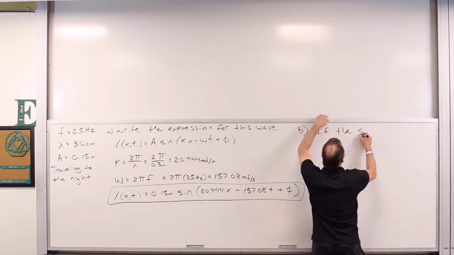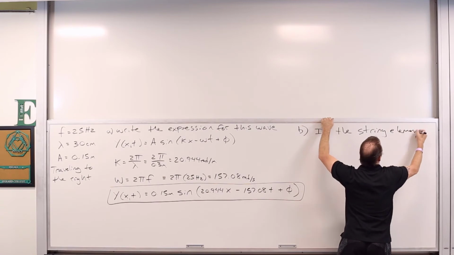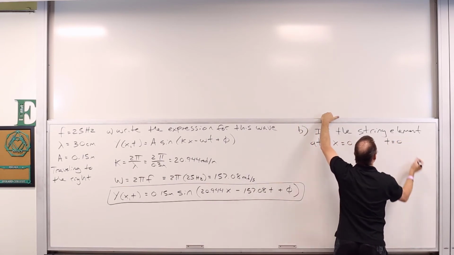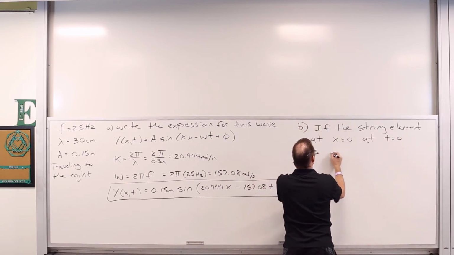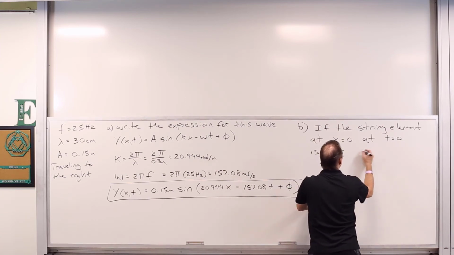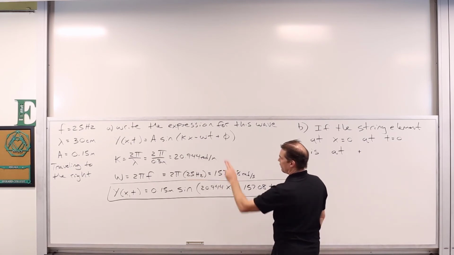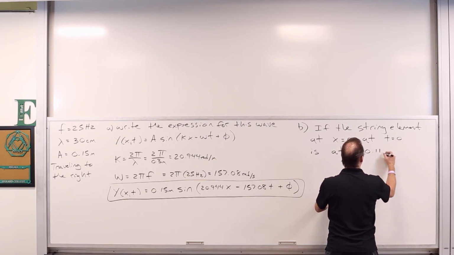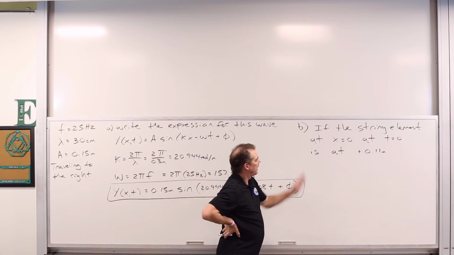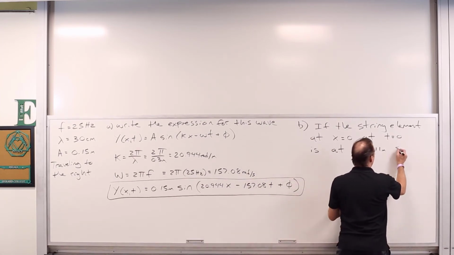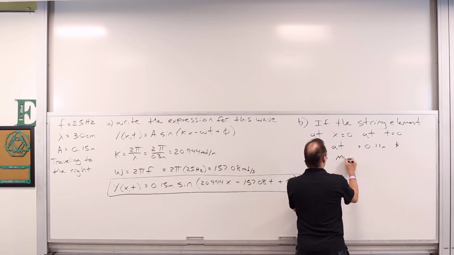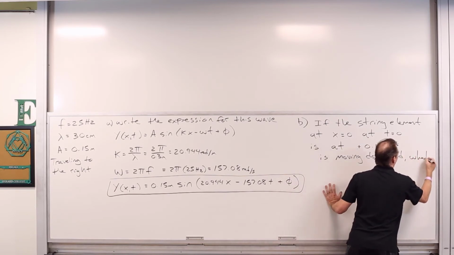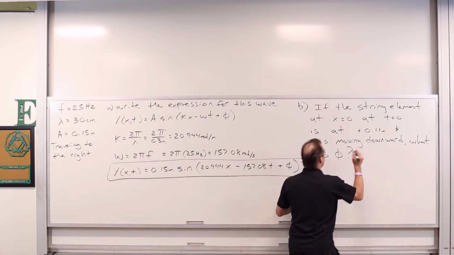If the string element at position x equals 0 at the time t equals 0 is at positive 0.11 meters, that element at x equals 0, t equals 0, 0.11 meters, and is moving downward. What is phi? That's what was asked.